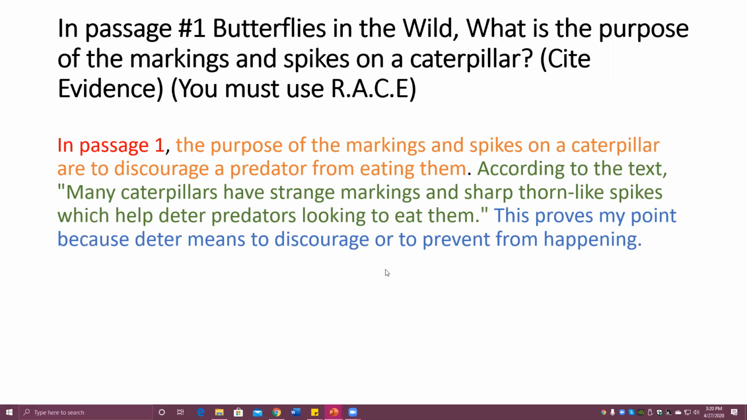"In passage 1, the purpose of the markings and spikes on a caterpillar are to discourage a predator from eating them. According to the text, many caterpillars have strange markings and sharp thorn-like spikes which help deter predators looking to eat them. This proves my point because deter means to discourage or to prevent from happening." This is a great example of using RACE. Restated, answered, cited, and explained.